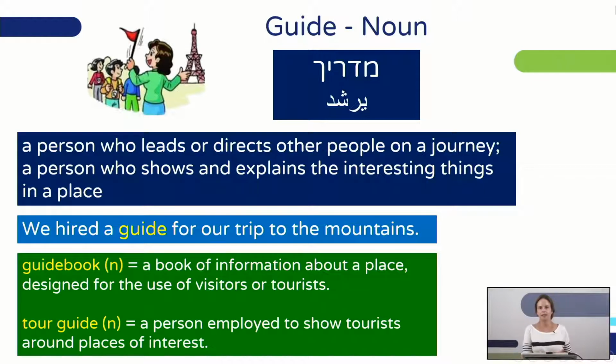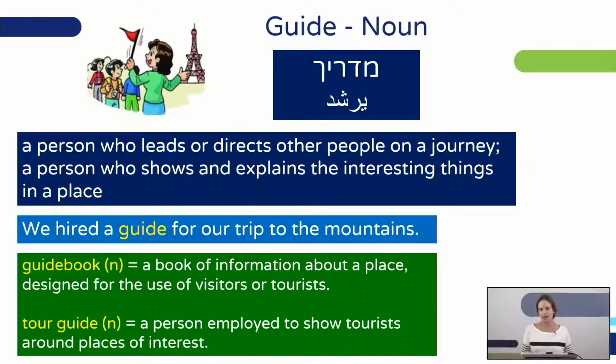The next word here we have is guide. Okay, guide. Here we're talking about the noun, madrich. You also have guide, which is a verb, ladrich, okay? Again, how do you know which guide we're talking about? So it depends on the context of the sentence.